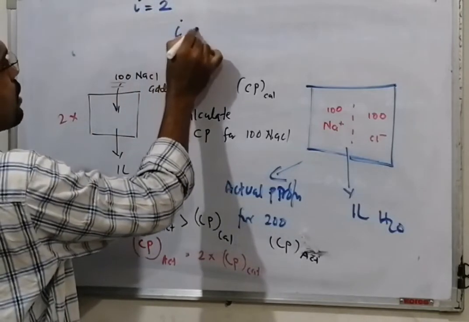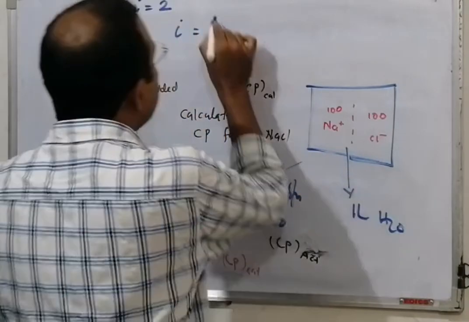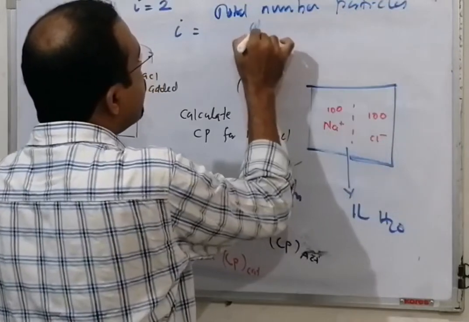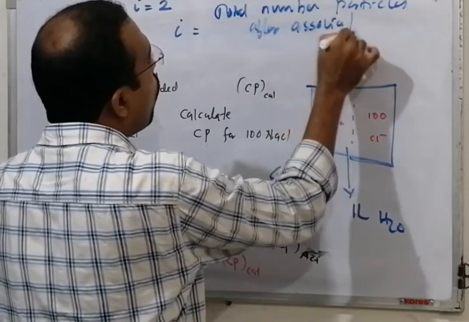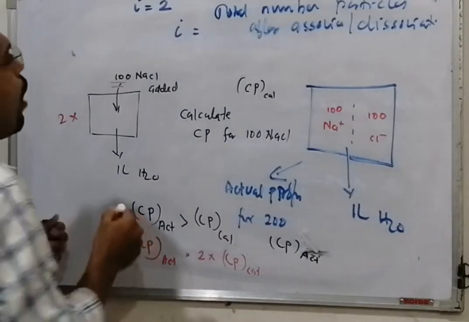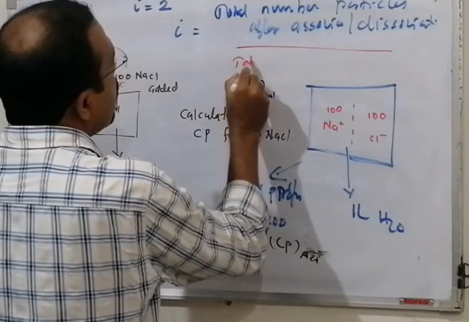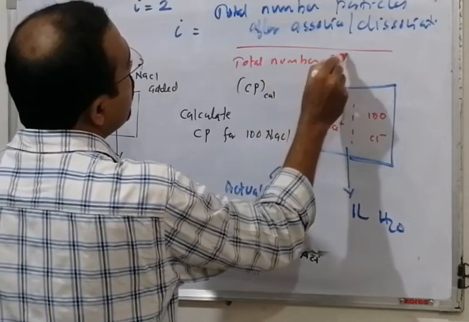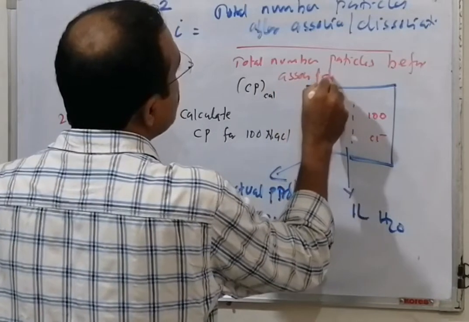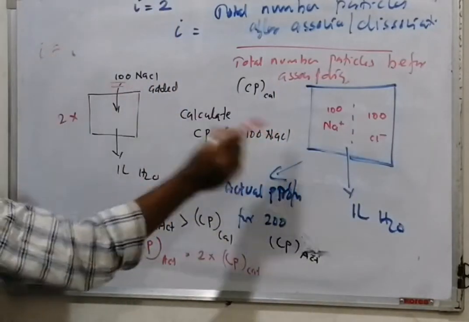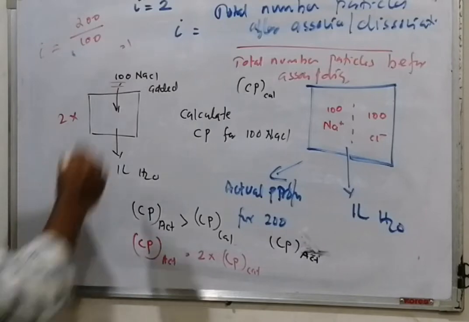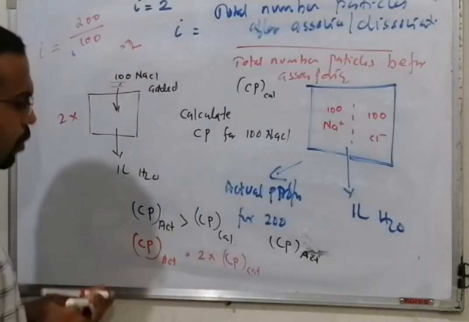Why? Because the van't Hoff factor is equal to the total number of particles after association or dissociation, here dissociation. Similarly, association also happens, I will tell you. Divided by the total number of particles before association or dissociation. After dissociation it is 200, before it is 100, so that is 2.